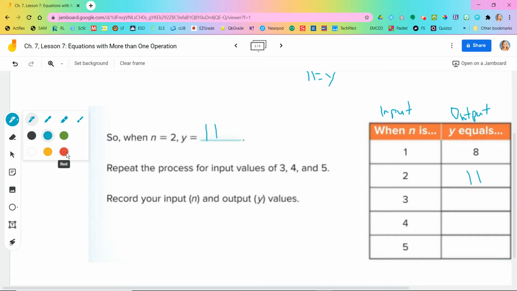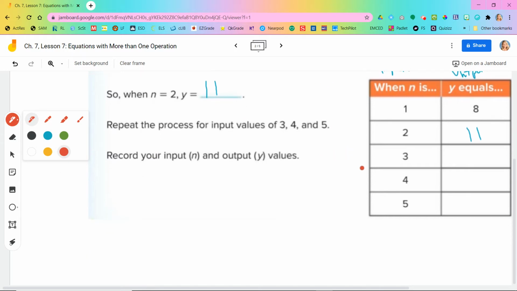So let's take a look at what it's asking us next. Repeat the process for input values of 3, 4, and 5. Record your input and output values. So my input values are going to change to these 3 numbers.